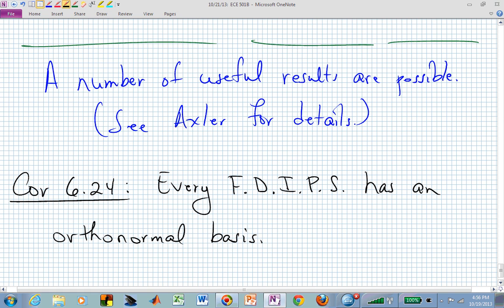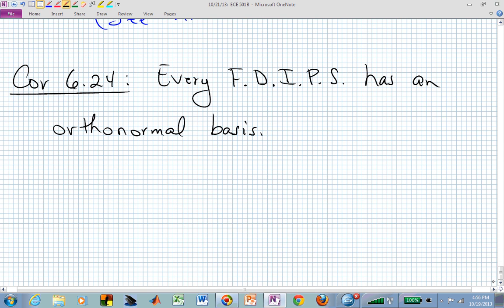That's nice to know. So if you give me a finite dimensional inner product space, we can find an orthonormal basis. You give me that space, maybe I can find a set of linearly independent vectors, and now with the Gram-Schmidt orthogonalization process, I can turn that linearly independent list into an orthonormal basis list.